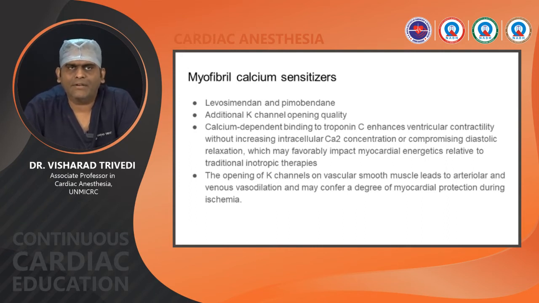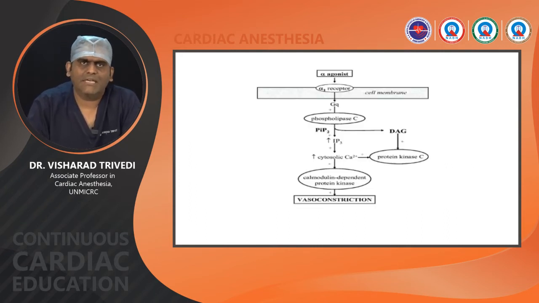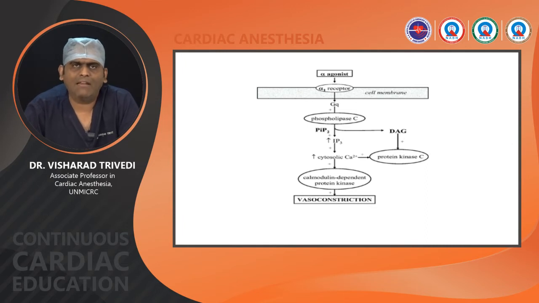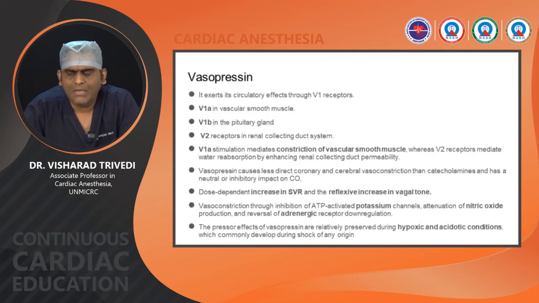So inodilator. This chart will give you some idea about the alpha agonist action, which will cause the vasoconstriction through increasing the cytosolic calcium. And next vasopressor which we commonly use is vasopressin. It has no inotropic action, but it exerts its circulatory action through vasopressin receptors. They are mainly distributed into V1 and V2 receptors.